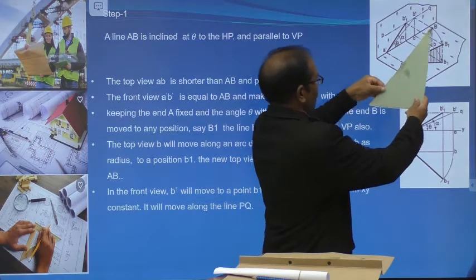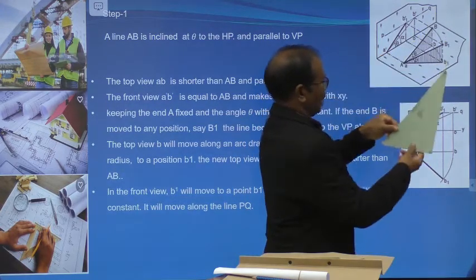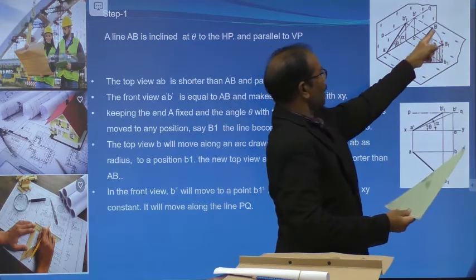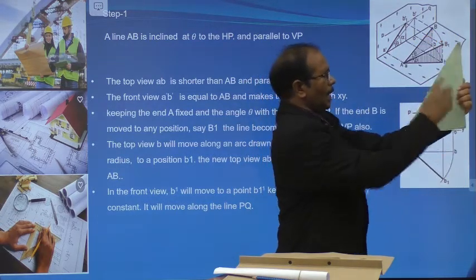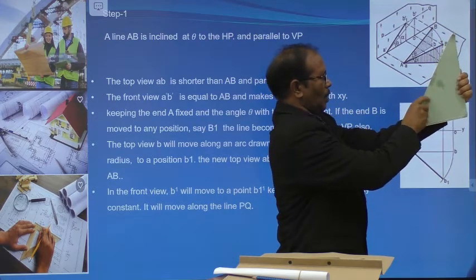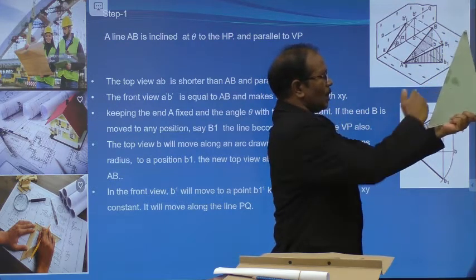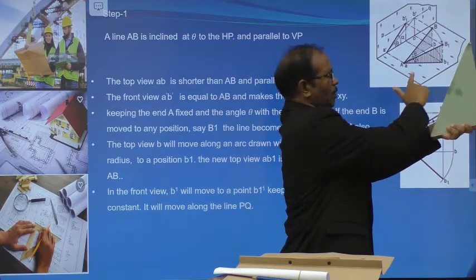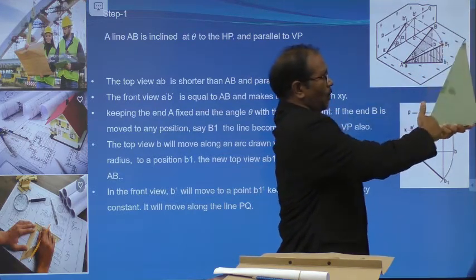Now let's observe this one. This is the plane. Now this is AB, capital A, capital B. This is the line. In this orientation, the line is parallel to the board. So this line is parallel to the board. That means the line is inclined to one plane only.